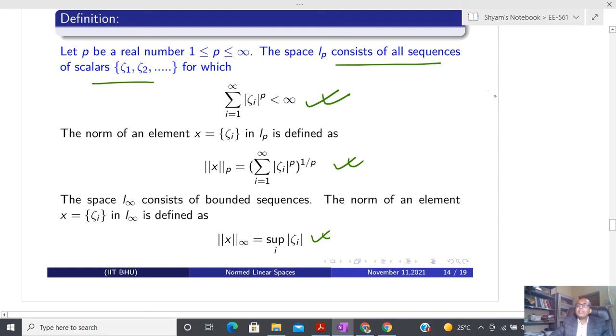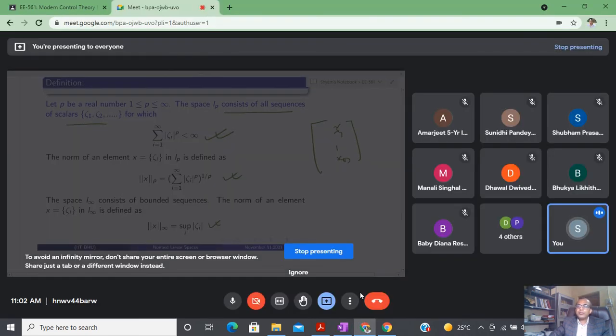So now suppose you have a column vector x1 up to xn. Dhawal, could you please tell me how to define the one norm by seeing that formula of xp? Dhawal, are you here? Yes, yes, sir. So could you please tell me, suppose you have x1, x2, up to xn, then how to define the one norm?